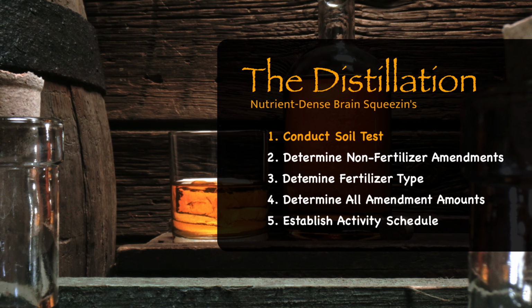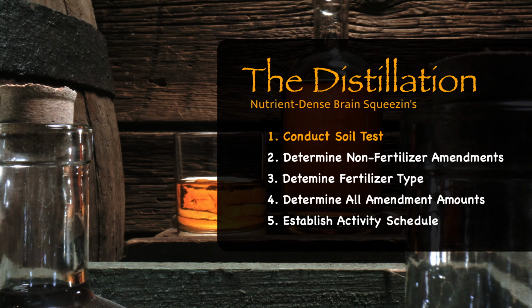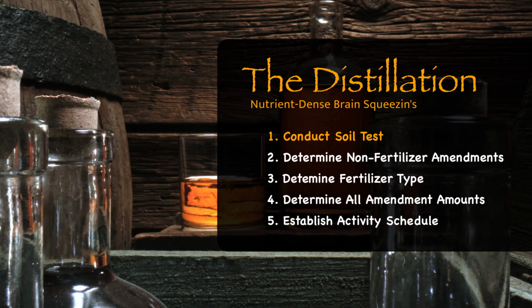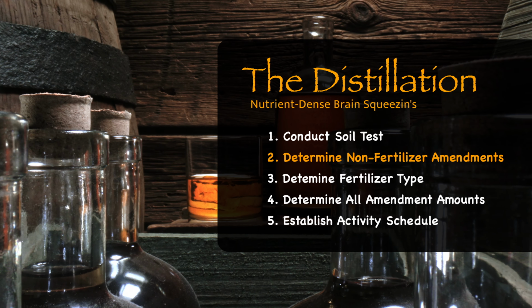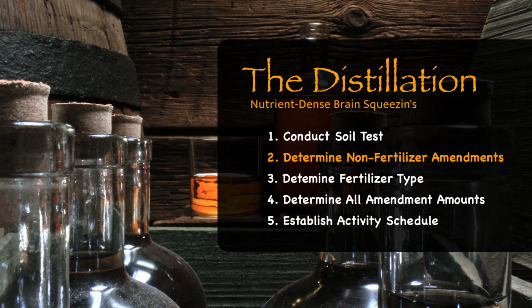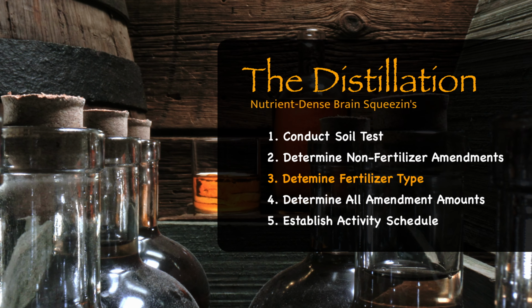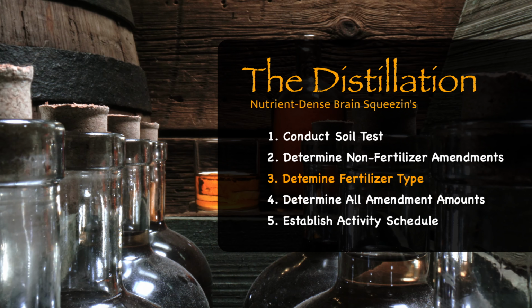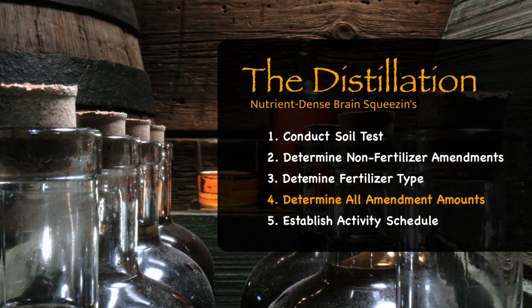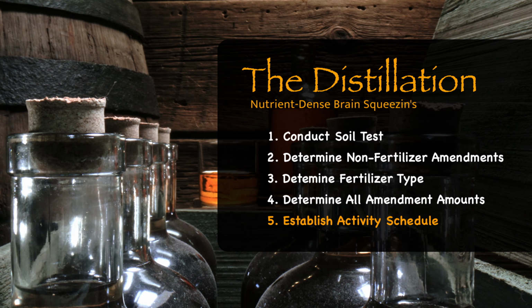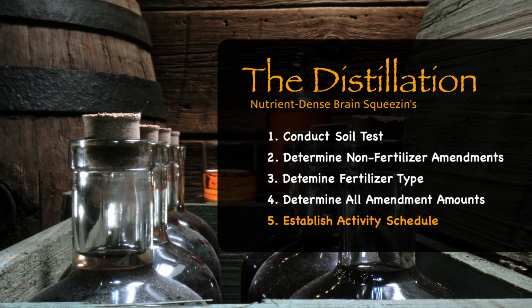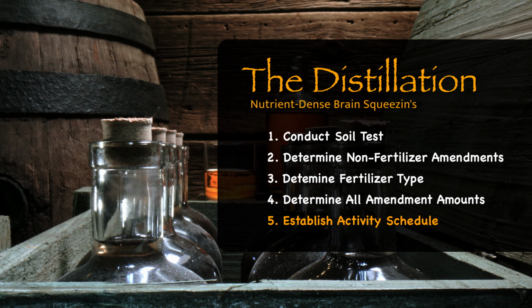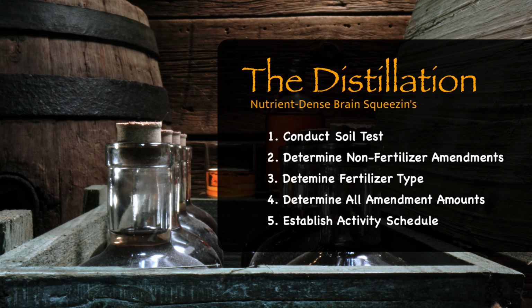The distillation is: perform a data-driven assessment of the current lawn by obtaining a soil test. Based on the soil test report, determine which, if any, non-fertilizer amendments may be needed. Determine the type of fertilizer needed and the nitrogen rate to apply. Also, determine the application rate for the amendments. And finally, establish an activity schedule detailing what to do and when to do it for the next year. That's the distillation. For more details, keep watching.